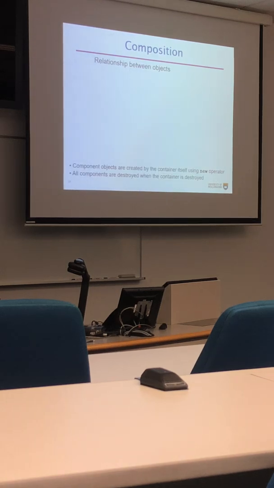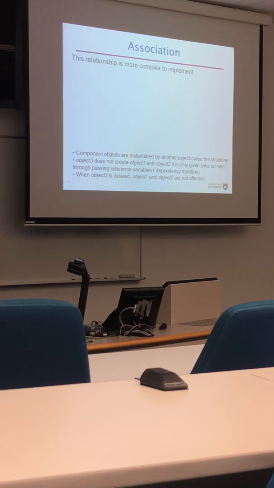So let's look at the composition relationship between the objects. I have a container. In this container, I have 3 reference variables. The first reference variable links to component 1, points to component 1. And the second reference variable points to component 2, maybe 2 or 3, doesn't matter. And reference variable 3 points to component 2. So component objects are created by the container itself using the new operator. And all objects are destroyed when the container is destroyed. If you destroy the entire container, everything is destroyed.